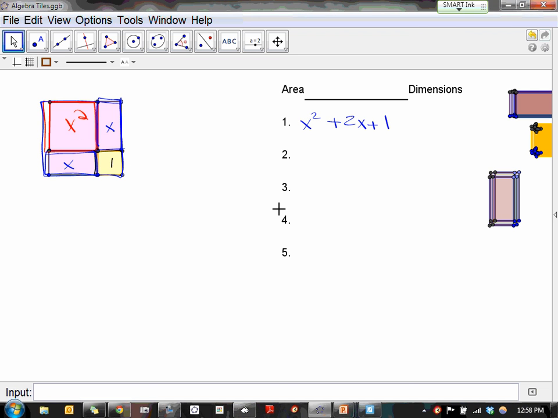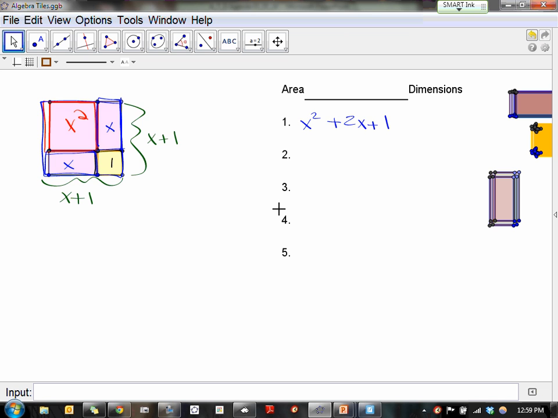I asked you about dimensions. What are the dimensions of that? Well, this thing here, what is this dimension here? That would be x plus 1. It is an x plus 1. What is this dimension here? Same thing. Because it's a square, it better be the same thing. Do you see how it's both x plus 1, x plus 1?